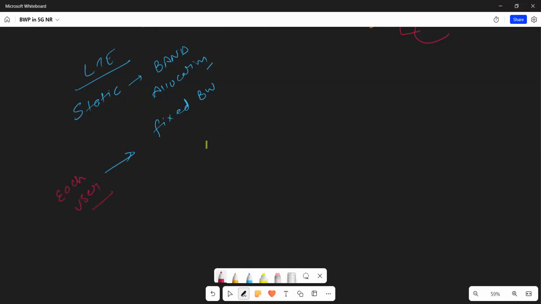So to understand BWP, let's compare it with LTE technology, right? In LTE technology, available spectrum was typically divided into fixed size bands, and these bands are assigned to users in a static manner, right? So in LTE, what did we do? We allocated bands in a static manner, or you can say resource allocation, right? Each user is allocated a fixed bandwidth.